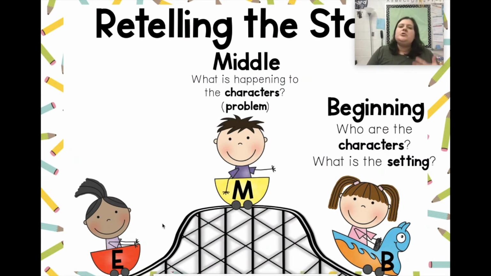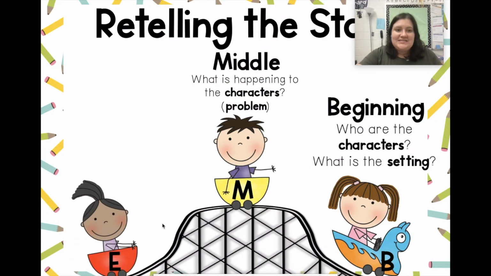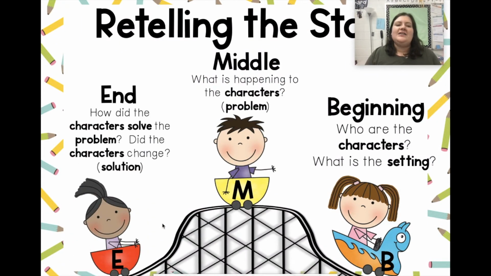And of course, when you're retelling a story, you always have an ending. And at the ending, you are talking about how the character solved the problem. And did the character change at all? Sometimes characters go through some sort of change. Where the character solves the problem and how the character changed, that is also known as the solution.